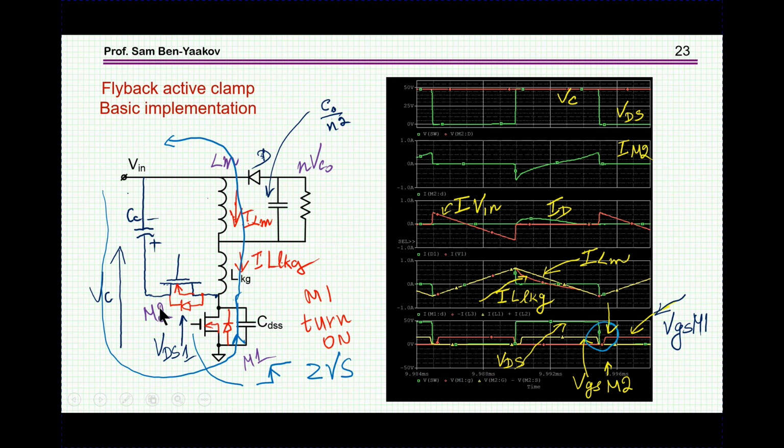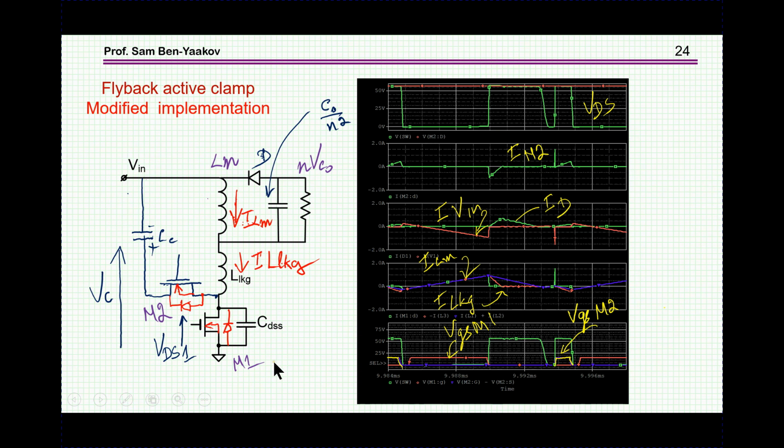On the one hand, we recycle the energy, we have zero voltage switching, but then there's a lot of current passing back and forth, which will cause loss. One way to improve the situation is to use a modified implementation of the active clamp. This was published in a couple of papers, and here the difference is that we don't have the auxiliary switch on all the time, but rather for a short period just before we want to turn on M1.